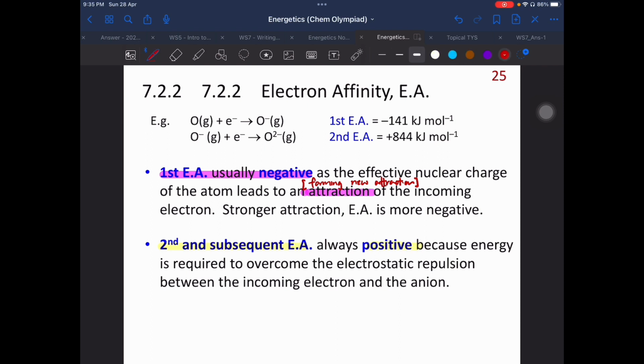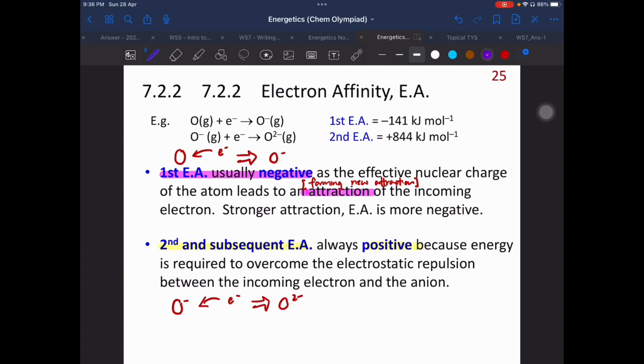Because think about it, using oxygen as an example, the first EA is when you have a neutral oxygen, you want to add in one electron, right? So the electron coming in forms an attraction. So in this whole process, you get an O minus, right? So this is what it means for the first EA. For the second EA here, you have an O minus, and then you're trying to add in an electron, which is also negative, to form an O2 minus.